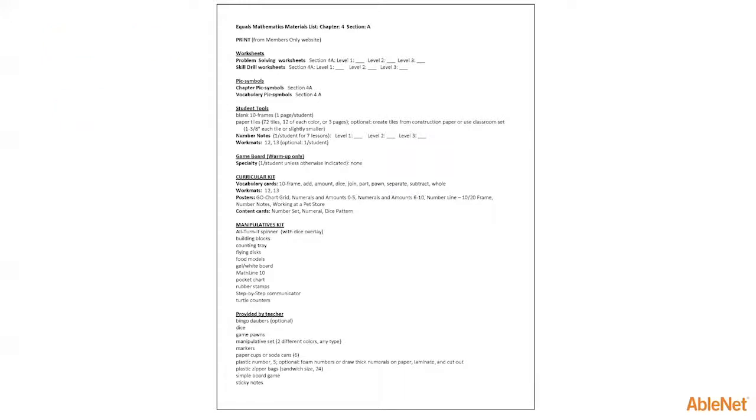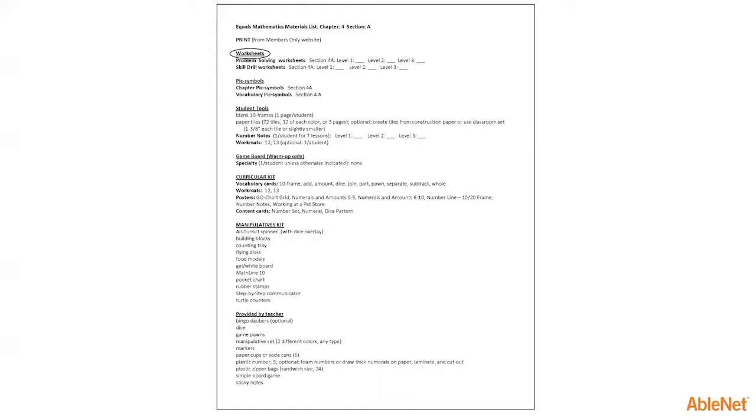Taking a look at an example now, along the top is a bold heading with the chapter and section. This materials list by section is for Chapter 4, Section A. Below the title is Worksheets. This indicates to print both the skill drill and problem-solving worksheets for the section of lessons you will be teaching.